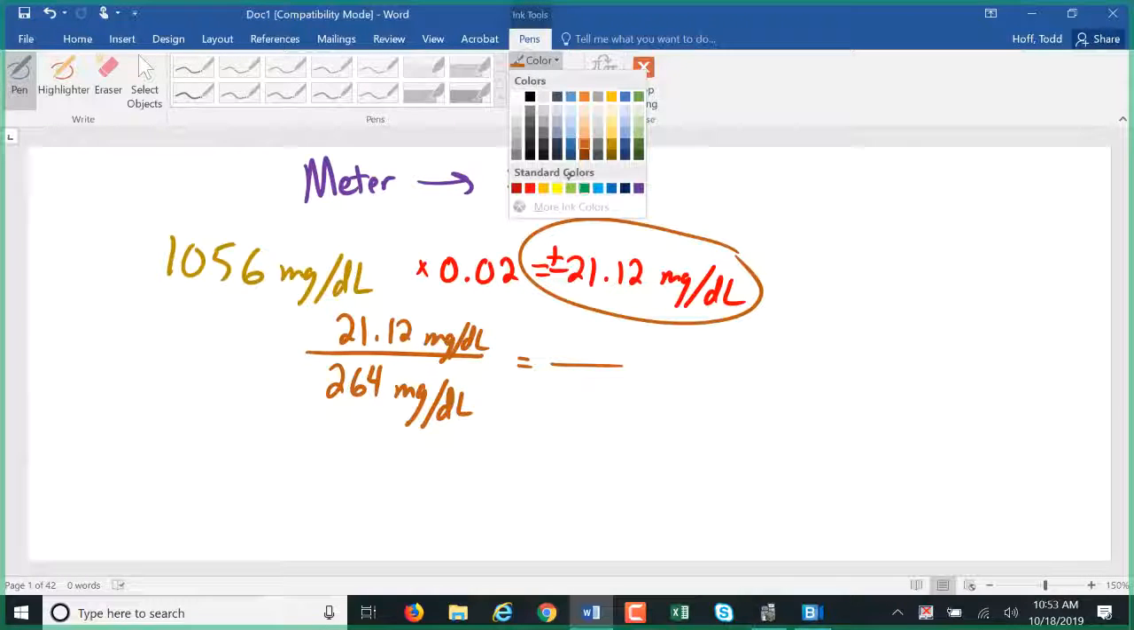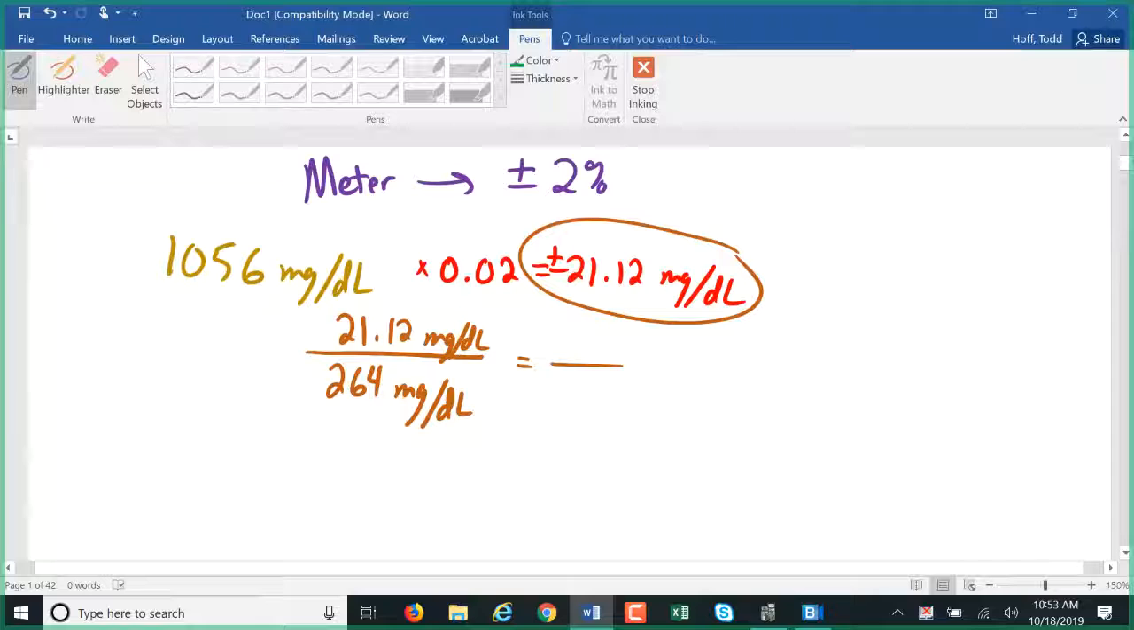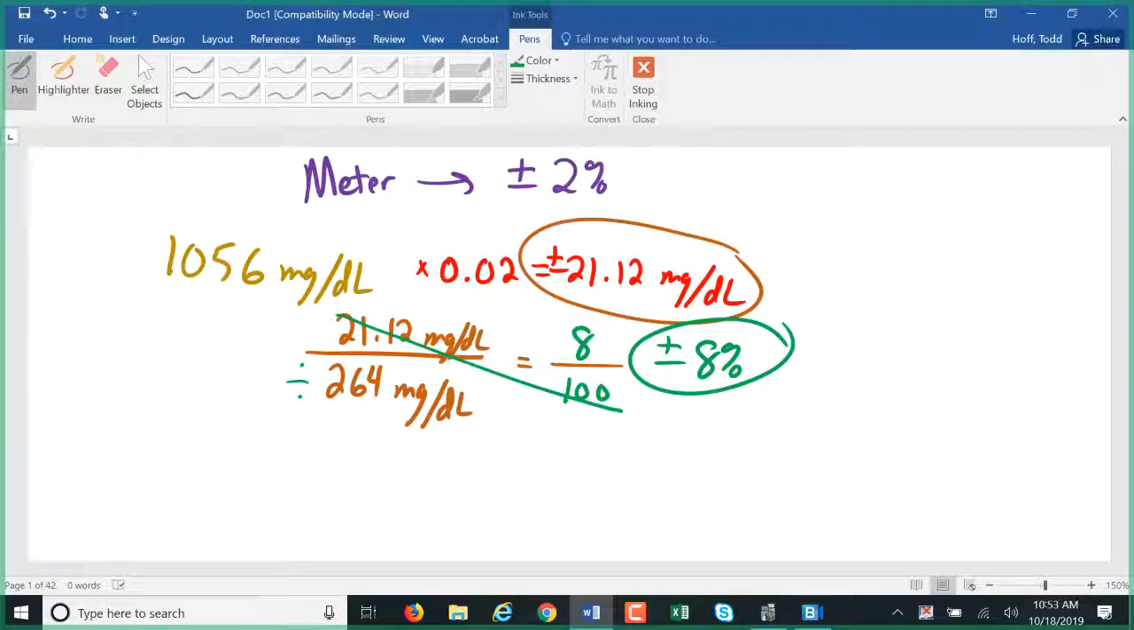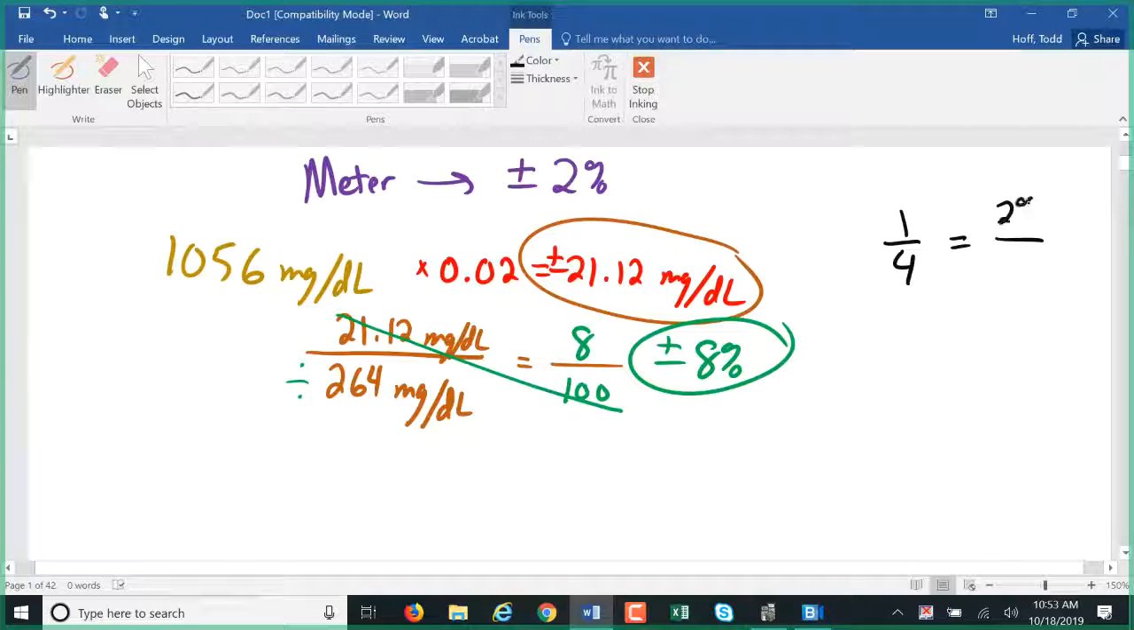So the effective error here, if we compare that 21.12 milligrams per deciliter to the 264 milligrams per deciliter, we cross multiply and divide here, that's now 8 out of 100, or 8% error. When you perform a dilution like this and you test the diluted sample, the error of the meter, the tolerance of the meter, is magnified by the same ratio as the dilution. This was a 1 in 4 dilution. The error of 2% was magnified from 2% to 8%.